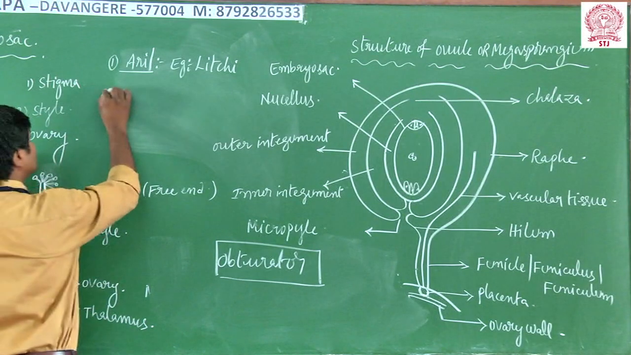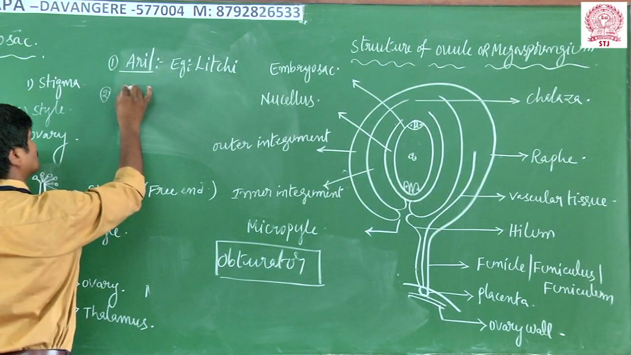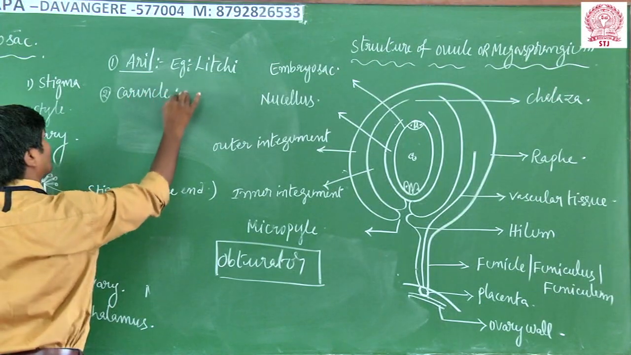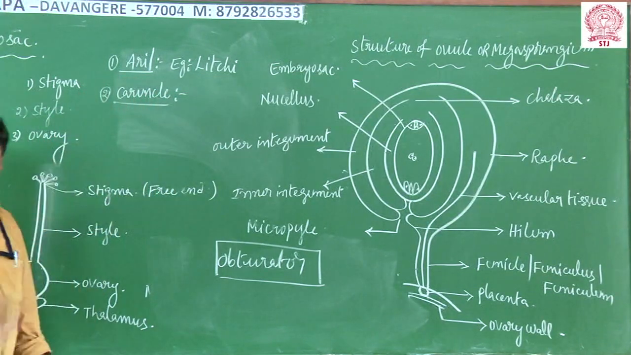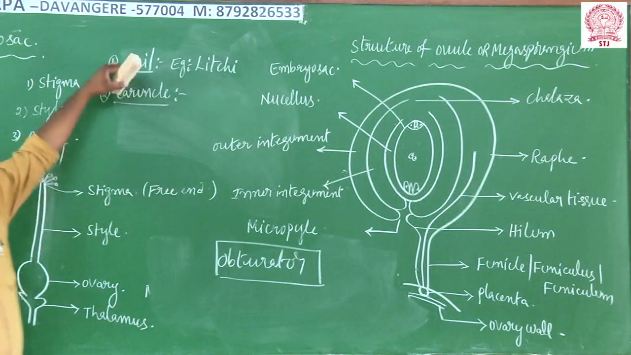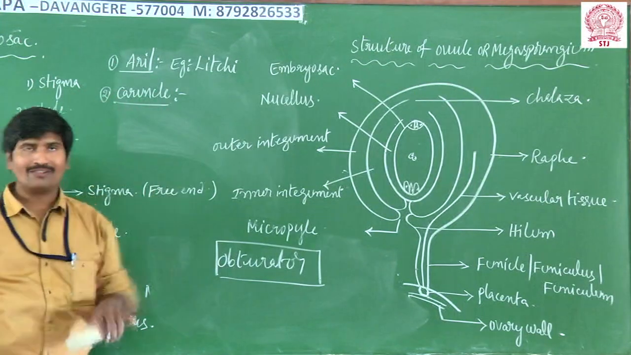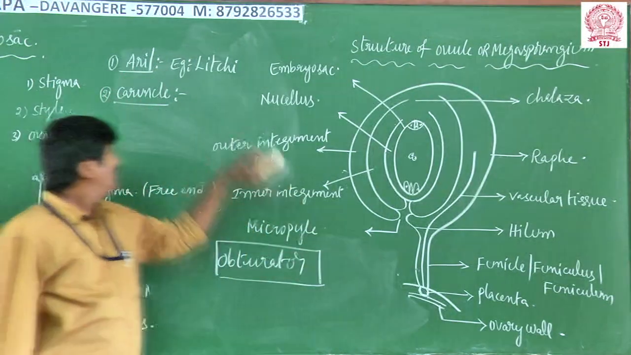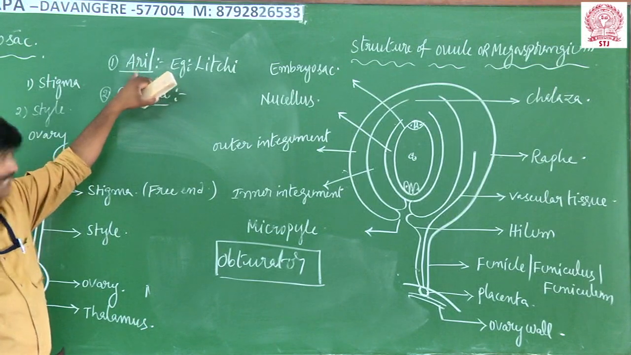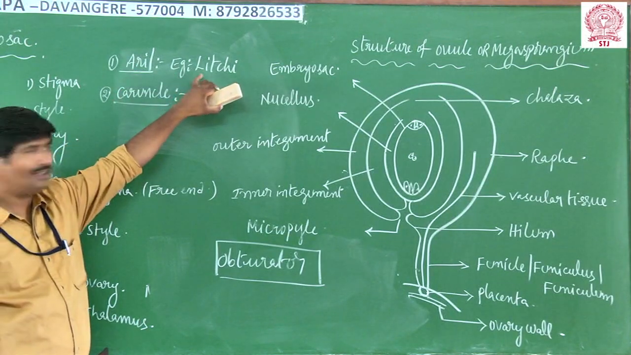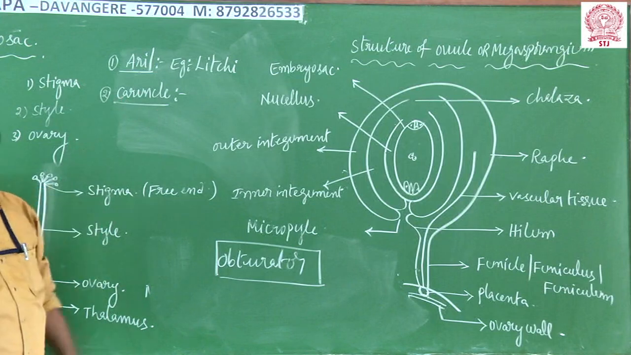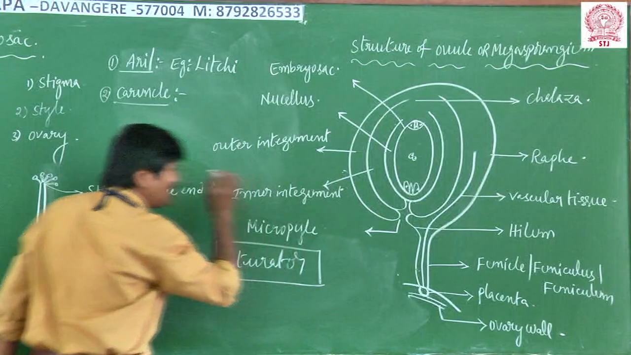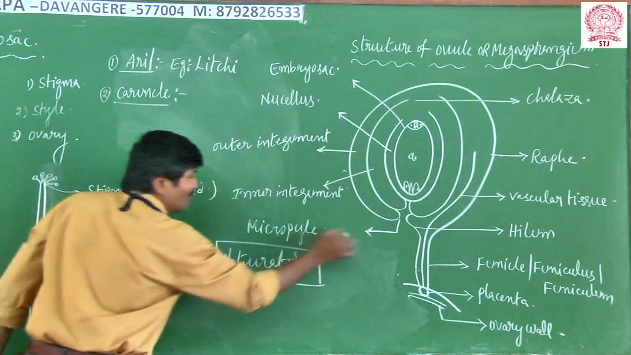Next one, caruncle. It is also a structure of the integuments. These are the two points related to the integuments. The third integument developed from the funicle is the aril, example lychee. Caruncle means, see here, the outgrowth of the integuments over the micropyle.